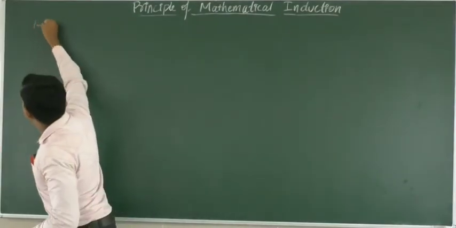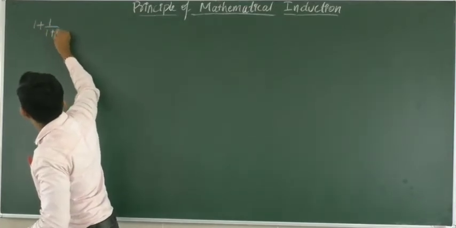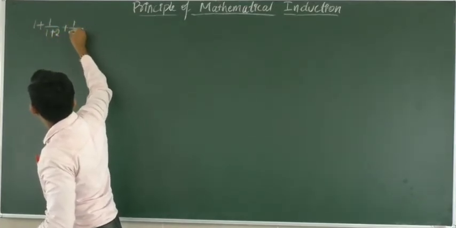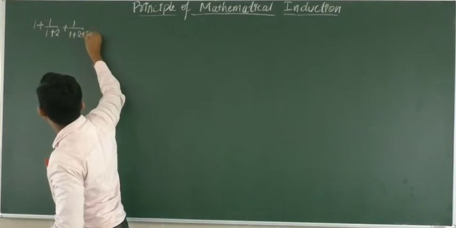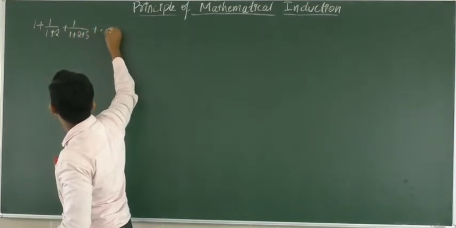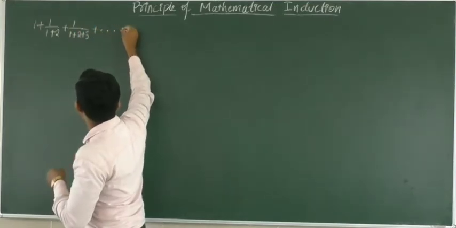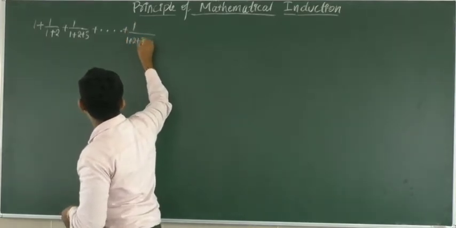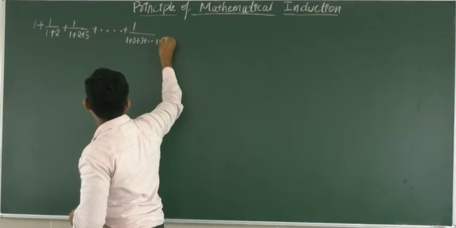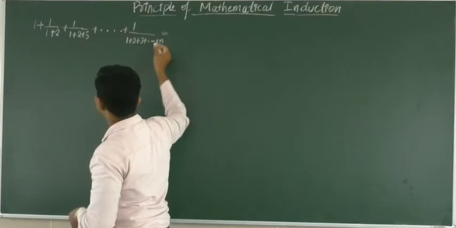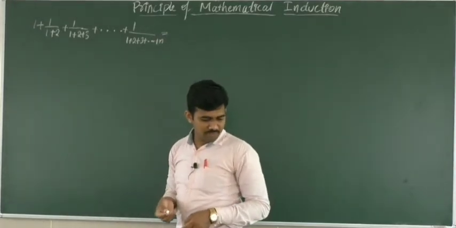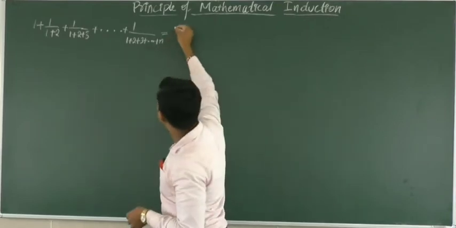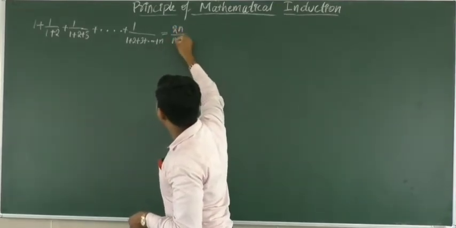1 upon 1, plus 1 upon 1 plus 2, plus 1 upon 1 plus 2 plus 3, and so on. It continues like that, plus 1 upon 1 plus 2 plus 3 plus so on plus n, is equal to 2n upon n plus 1.